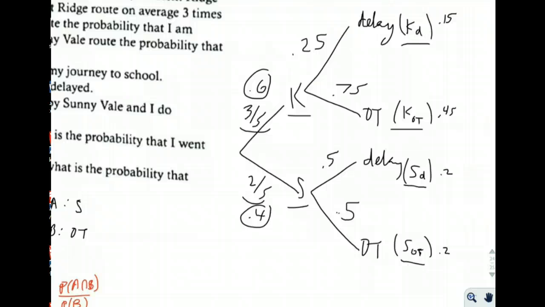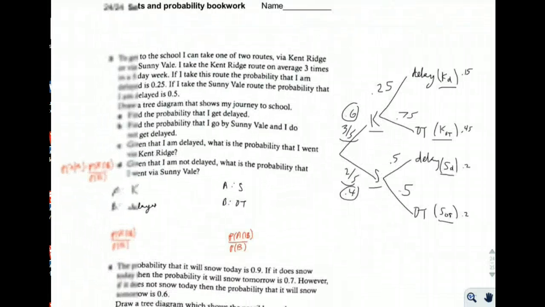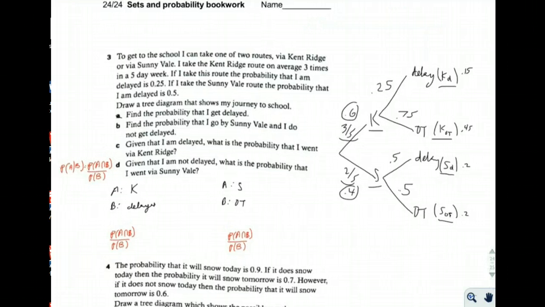Okay? All right, now part A says find the probability that I get delayed. So that would be this probability plus this probability, the two delay possibilities. So that would be 0.15 plus 0.2. So that would be 0.35.